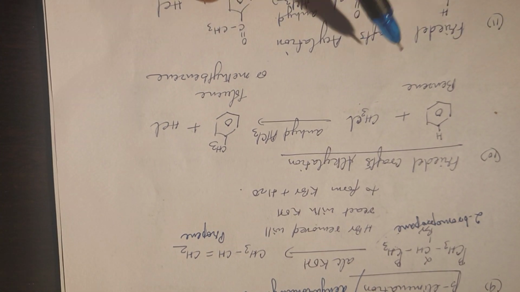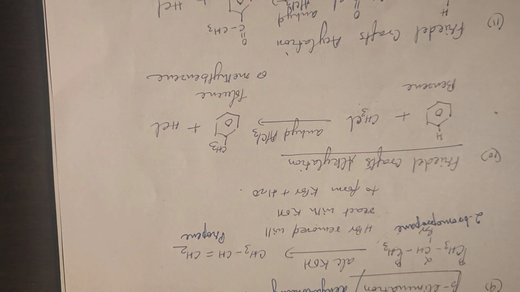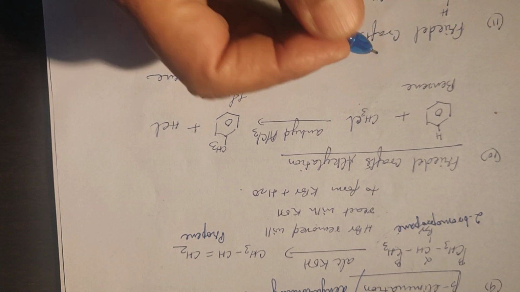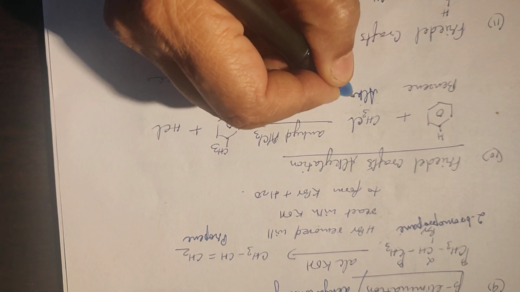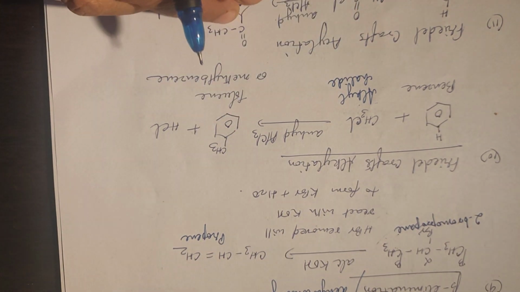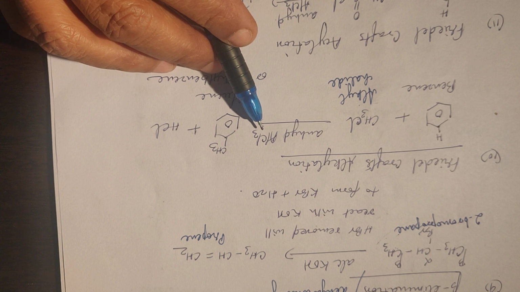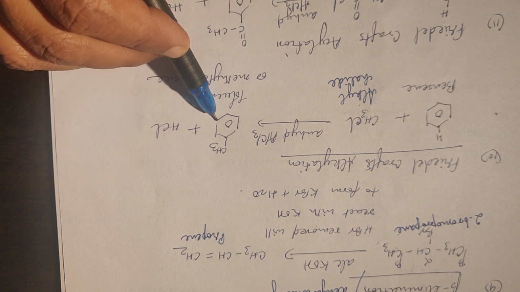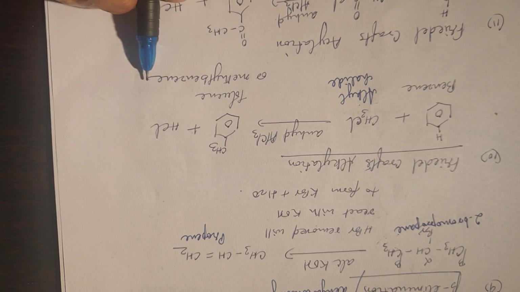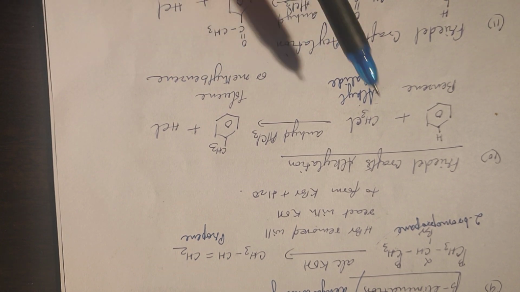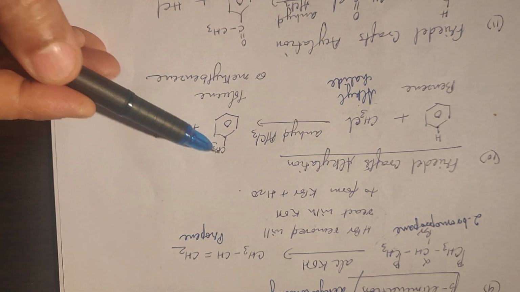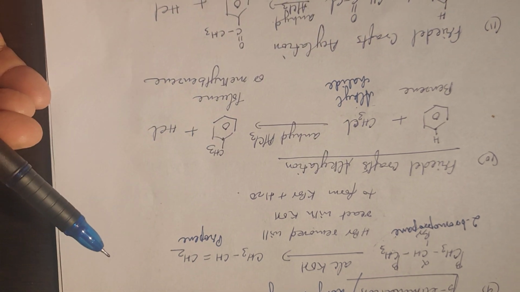Then what is Friedel-Crafts reaction? Here benzene is treated with alkyl halide, in the presence of anhydrous AlCl3 as catalyst, and you will get the corresponding alkyl benzene formed, that is methyl benzene, which is toluene. This is called Friedel-Crafts alkylation, that is, an alkyl group is attached to the benzene ring.